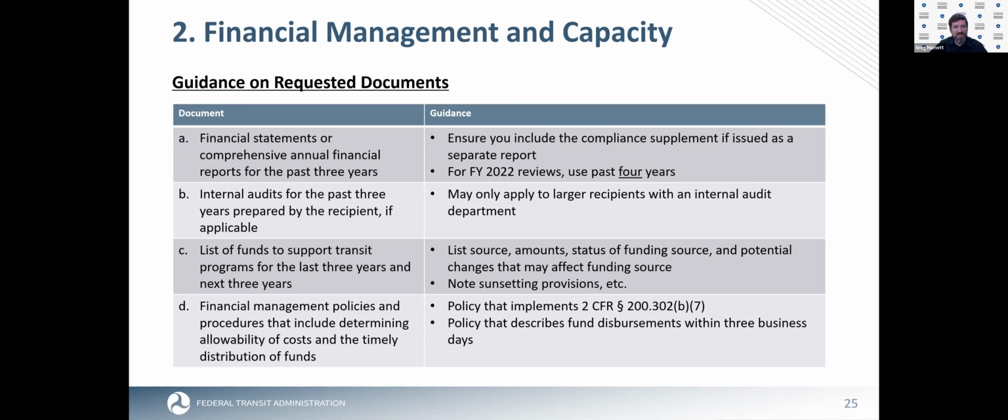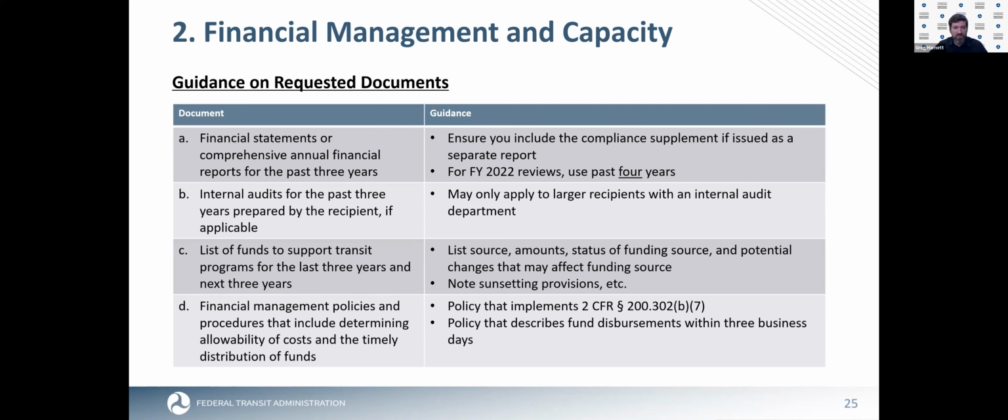Moving on to item C, the RIR asks for a list of funds that's used to support transit programs for your review window and looking ahead also 3 years. And this list of funds should have the source, the amount, the status of that funding source, and any potential changes that might affect that funding source. For instance, if you are benefiting from a tax, but that tax sunsets at a certain point, that's something you would want to communicate along with item C in your RIR.